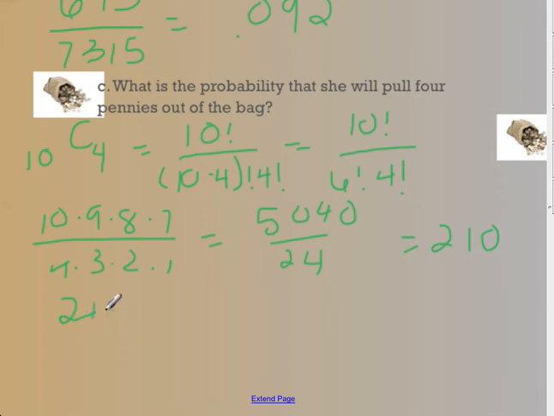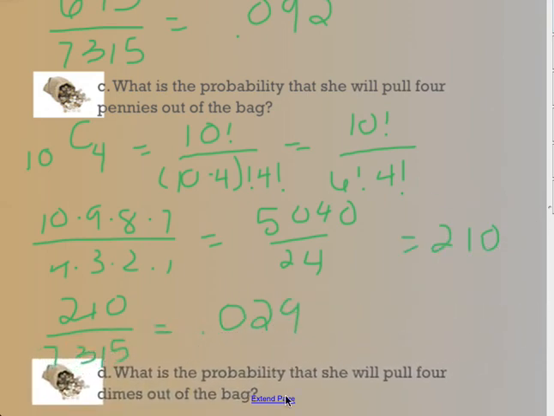So we have 210 total ways out of our 7,315 total. So you can go ahead and divide that out. When you divide that out, you get 0.2029. So hopefully you've been dividing these out along with me so that you know you're doing it correctly.